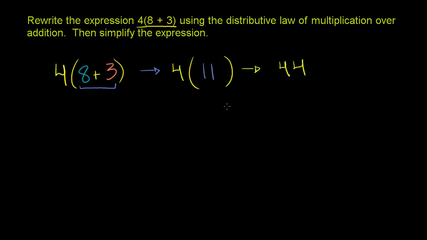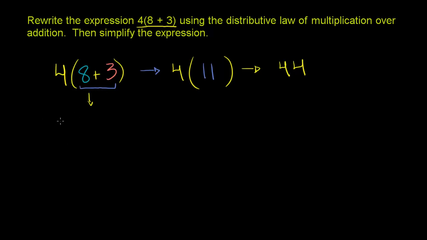But they want us to use the distributive law of multiplication. We did not use the distributive law just now. We just evaluated the expression. We used the parentheses first, then multiplied by 4. In the distributive law, we multiply by 4 first. And it's called the distributive law because you distribute the 4. We're going to think about what that means. So in the distributive law, this will become 4 times 8 plus 4 times 3. And we're going to think about why that is in a second.